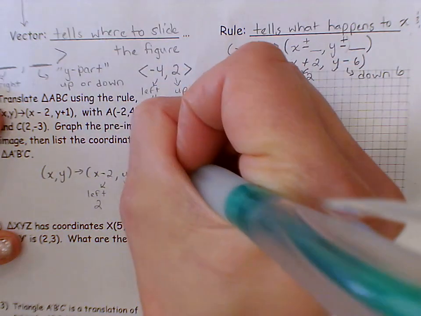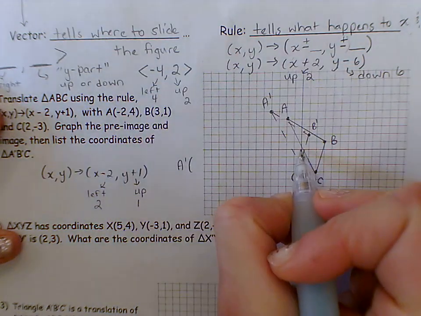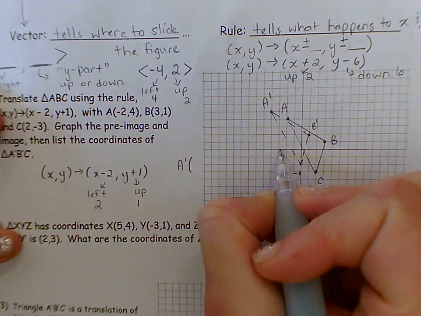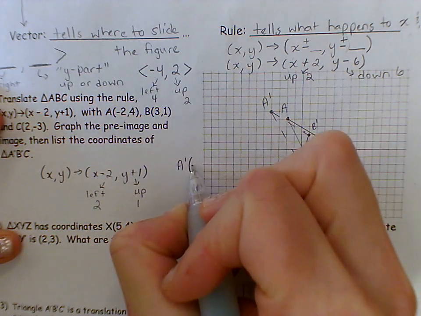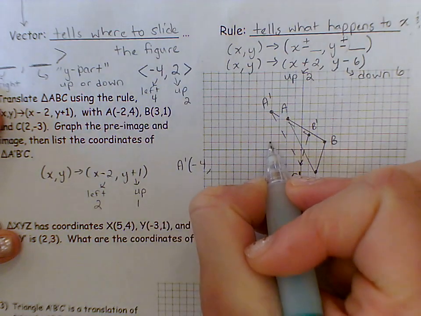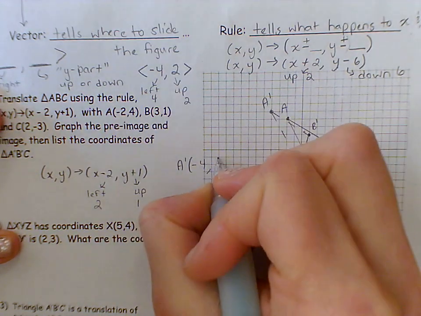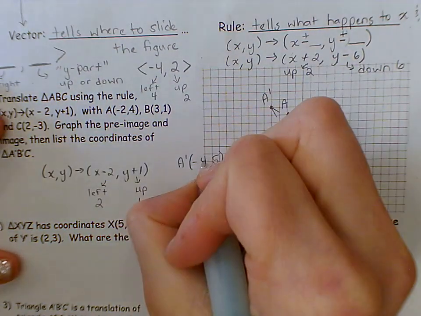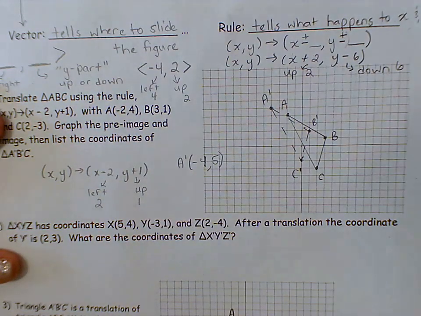So if I look at A prime, well, it started at the origin to tell the coordinate. So we go 1, 2, 3, 4. I have to go back 4, so that's -4. And then from there I have to go up 1, 2, 3, 4, 5. So up 5 would be a +5. So A prime ends up at -4, 5.